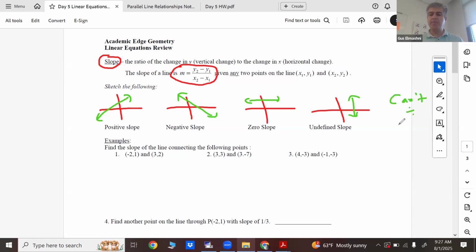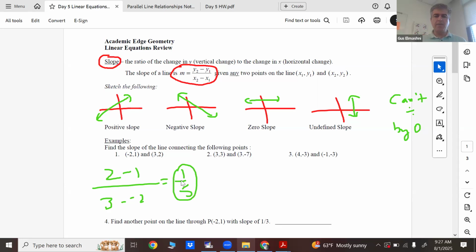That's why we say undefined. Examples. I'll just do one and have you guys try the next two. That's pretty straightforward. Just 2 minus 1 over 3 minus -2. So 1/5. All I did was subtract the x's and y's. Like that. So the 2 minus 1, 3 minus -2.